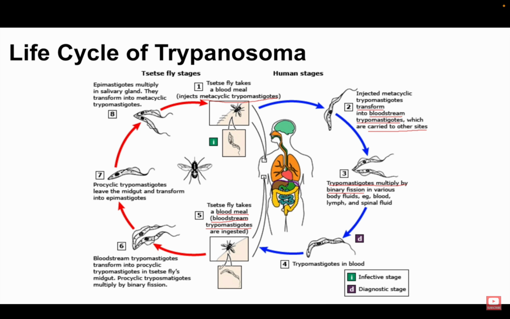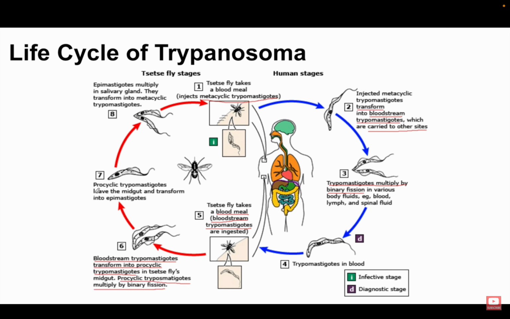So once the tsetse fly ingests bloodstream trypomastigotes from an infected individual, these bloodstream trypomastigotes inside the tsetse fly can then transform into procyclic trypomastigotes within the tsetse fly's midgut. And then these procyclic trypomastigotes can multiply again by binary fission.